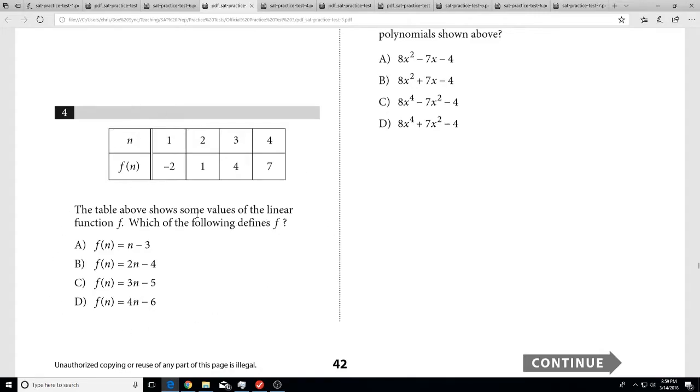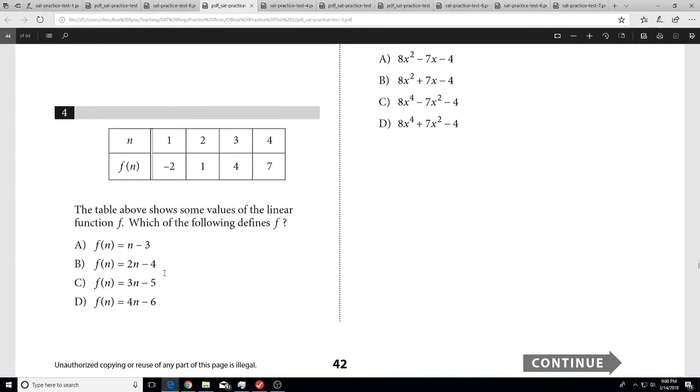Here. The table above shows some values of the linear function f. Which of the following defines f? Okay, so what I would do with this one is plug your values of n into your answer choices and see which one gives you f of n for all of them. So for example, if I take 3 and plug it into n, I should get 4 in the correct answer. Well, if I plug in n equals 3 right here, I get 3 minus 3, which is 0. So it can't be A. 2 times 3 is 6, minus 4 is 2. Okay, that's not the 4 we need, so it can't be that.